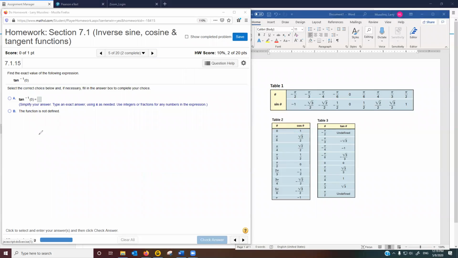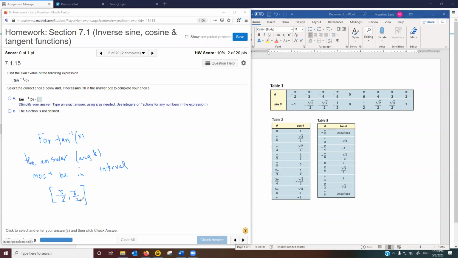And for inverse tangent, the answer, and remember your answer here is going to be an angle, must be in the same interval as the sine was. So the interval here is negative pi over 2 to positive pi over 2.